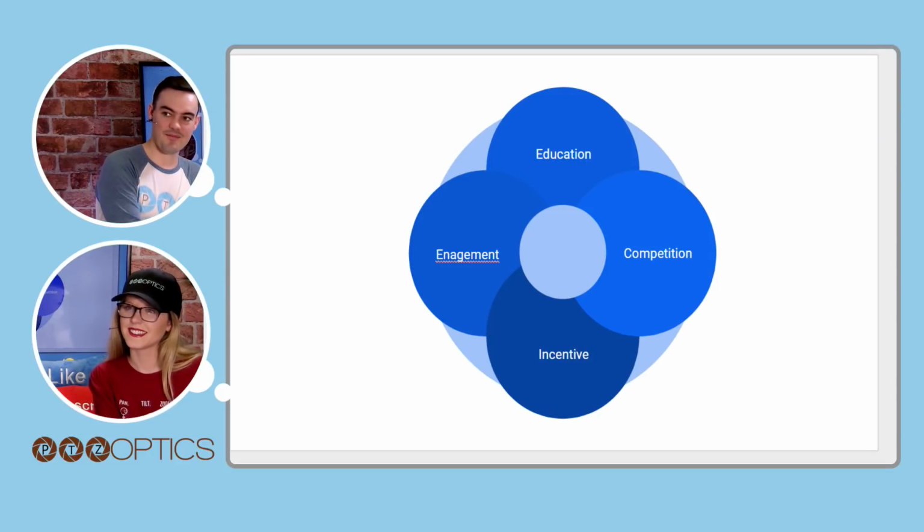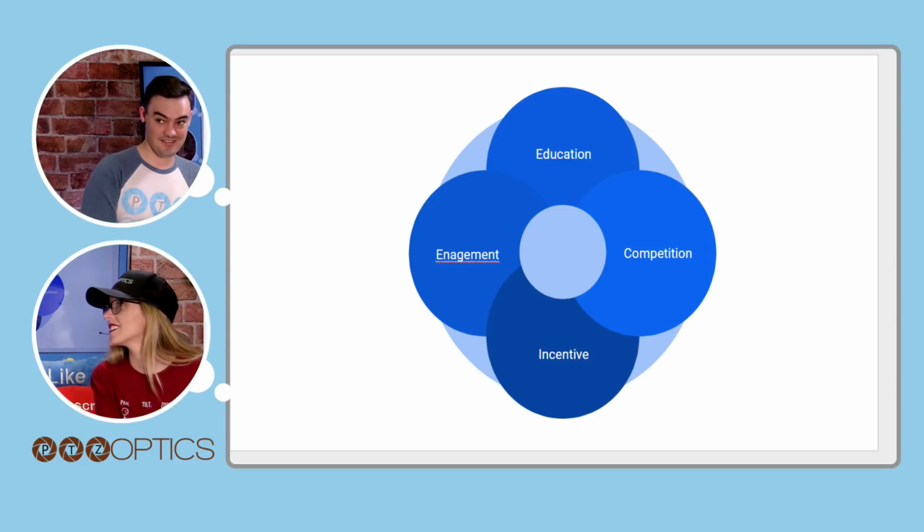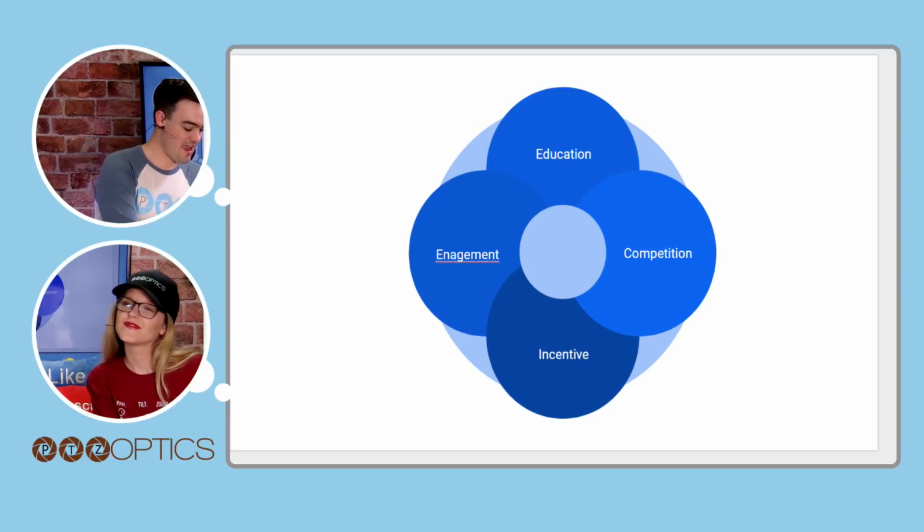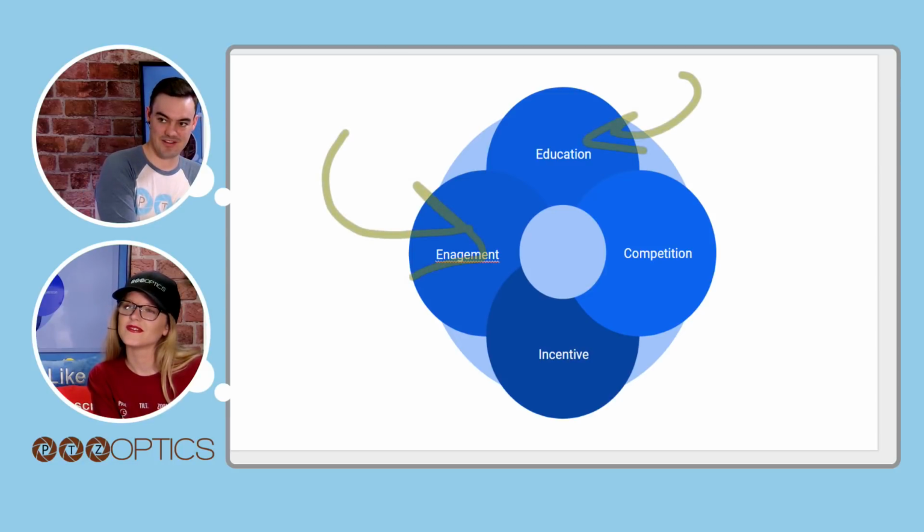So another diagram here. We've got, looks like a flower. Education. It does look like a flower. We have engagement, and then we talked about that.